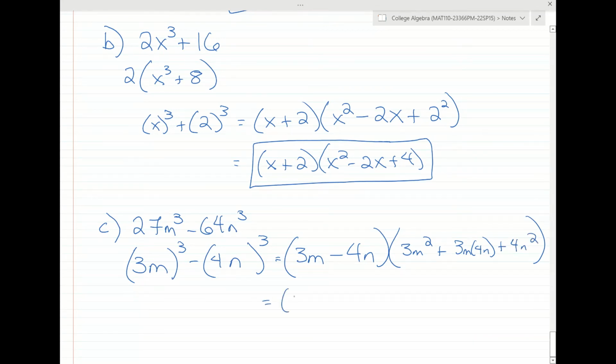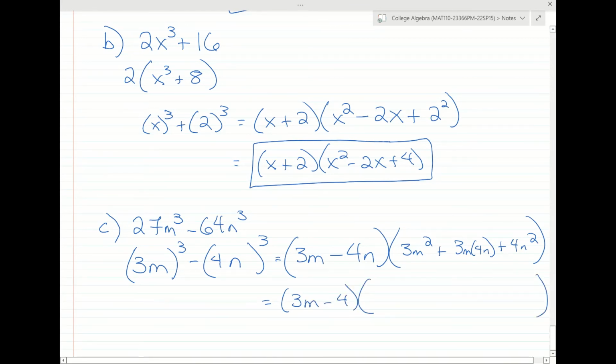I did write this incorrectly on purpose, though. What am I missing from that second parentheses? We're supposed to square the first term, and that's what I did. I wrote 3m squared. Why is that incorrect? No, so it has to be the whole thing, right? So you're squaring the entire 3m. Same thing with the very last term. You'll have to square the entire 4n. So this would be 9m squared plus 12mn plus 16n squared.